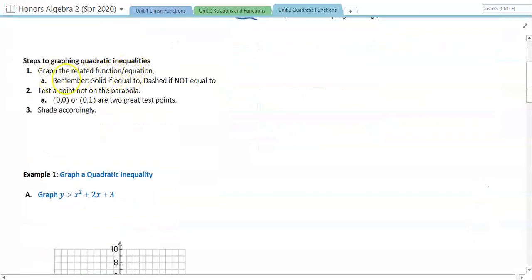Just a reminder on how to graph inequalities. Remember that you need to graph the related function first. This is true for linear equations, quadratics, exponentials. It doesn't matter what type of function we're dealing with. You graph the related function first. The line will be solid if we're equal to, so greater than or equal to or less than or equal to, and it will be dashed if it's not equal to, so just less than or greater than.